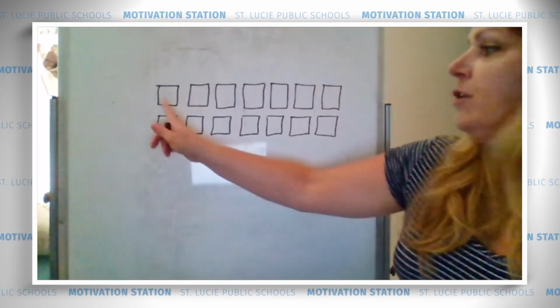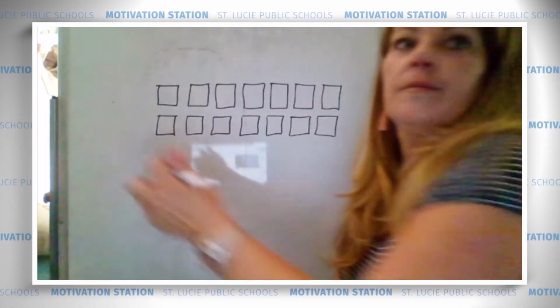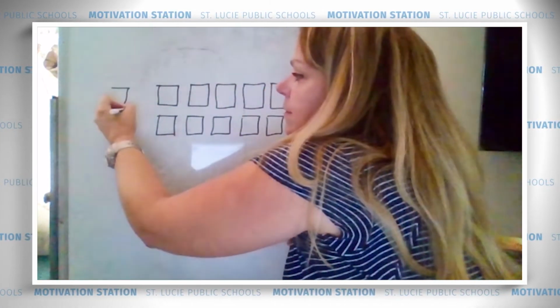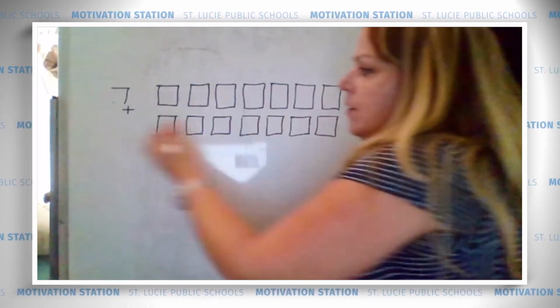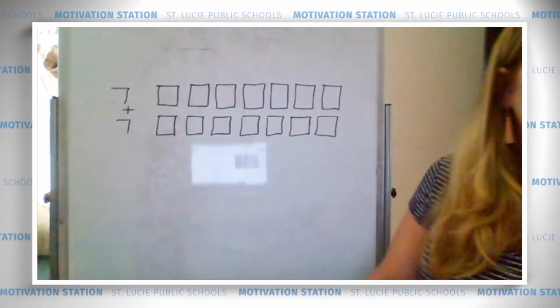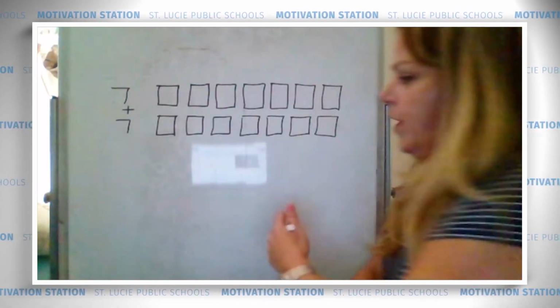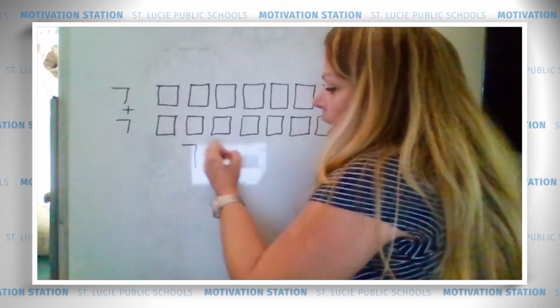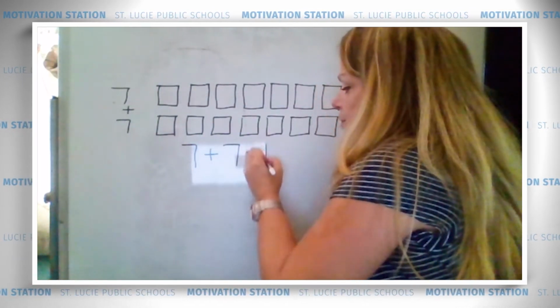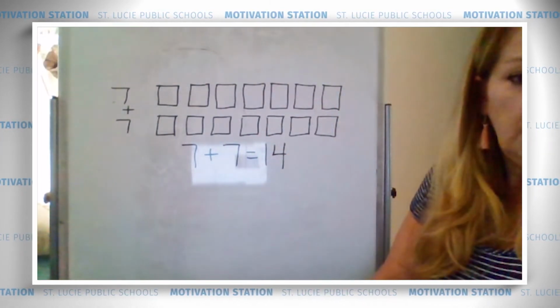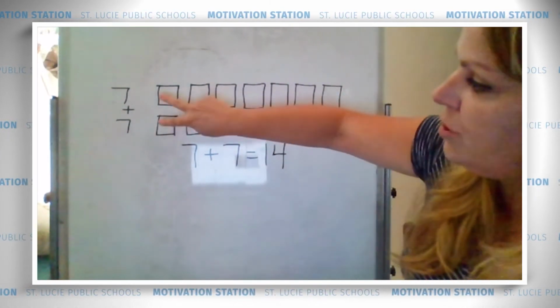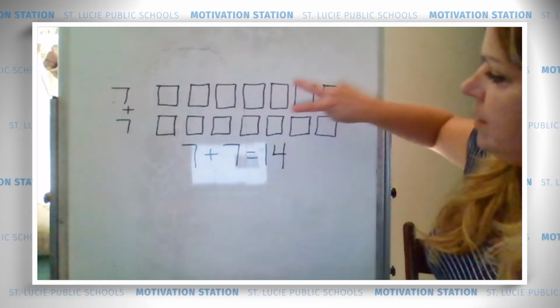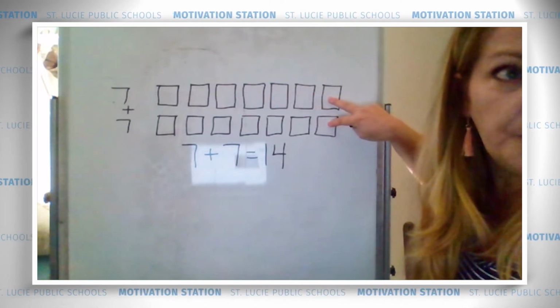All right, so how many are in the first row? There's 7. How many in my second row? There's 7. So the addition equation would be 7 tiles plus 7 tiles equals 14 tiles. Now you could count those all up individually, or we could just do 2, 4, 6, 8, 10, 12, 14.